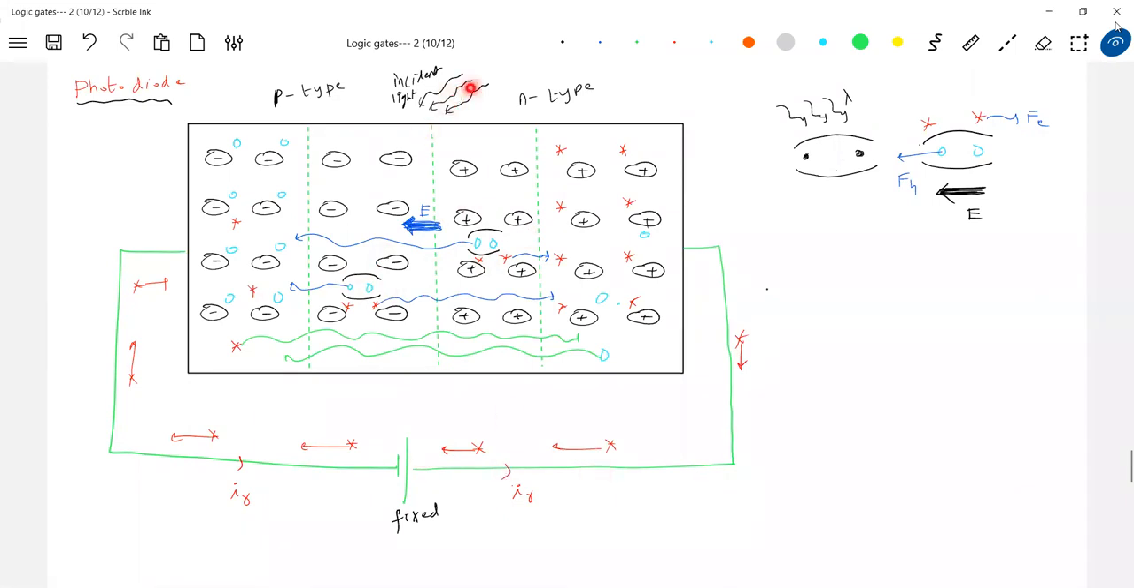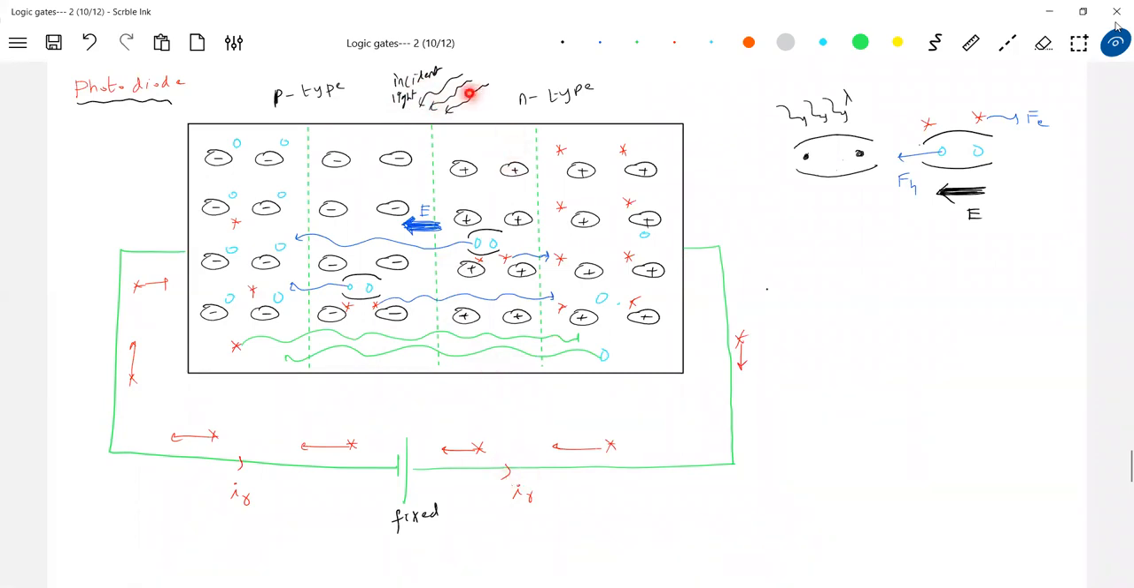I'll increase the intensity of light. If I increase the intensity of light, more photons are incident, more covalent bonds will break up, more minority carriers will be generated. If more minority carriers are generated, there is more movement of minority carriers, and the reverse current will increase. So what's happening here now? Shall I say it is responding to light, the intensity of light. So some sort of relationship is there between intensity of light and reverse current.